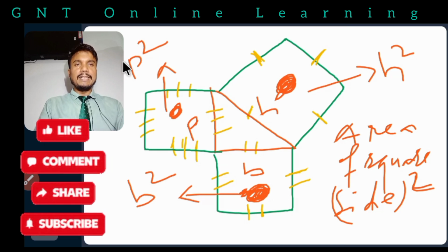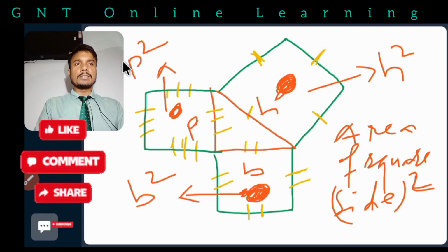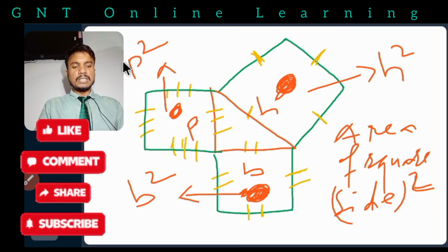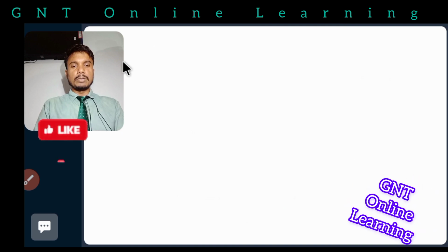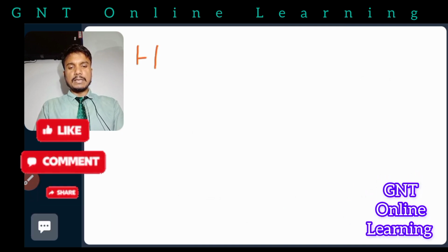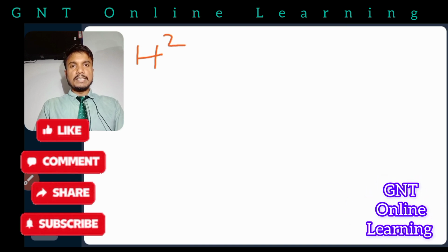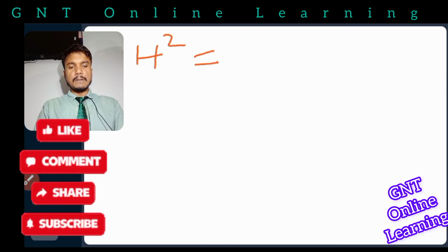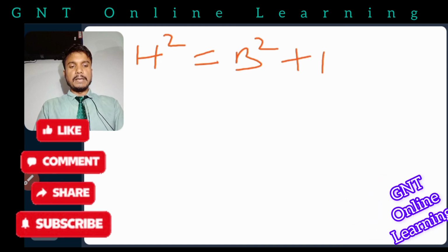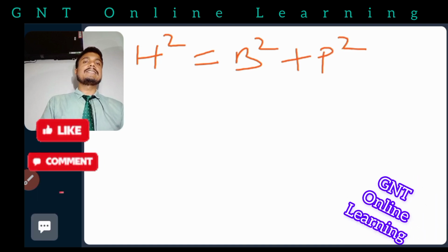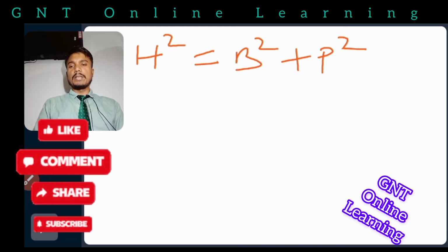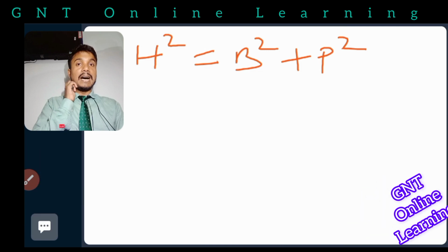Now see, in case of the Pythagoras theorem, we talk about these things only. That is, h square is equal to base square plus perpendicular square. This is called the Pythagoras theorem. Now we need to prove it, that is, how it comes.